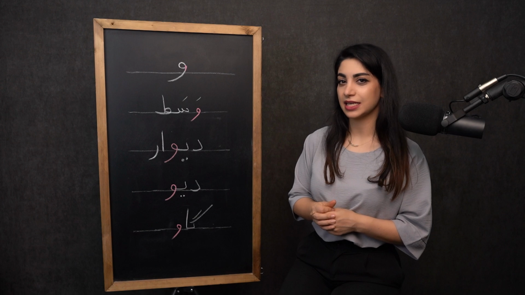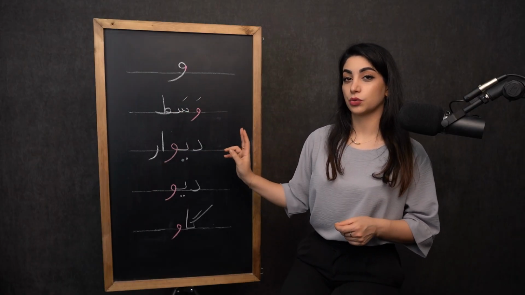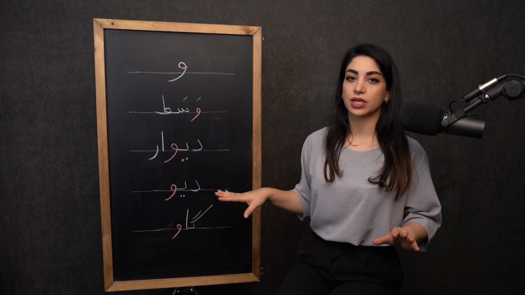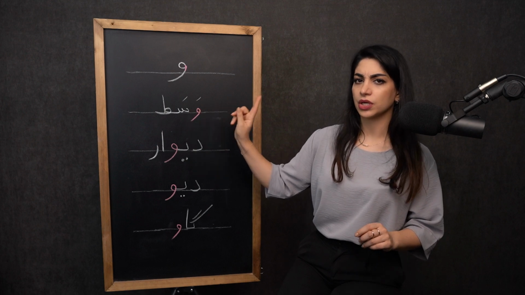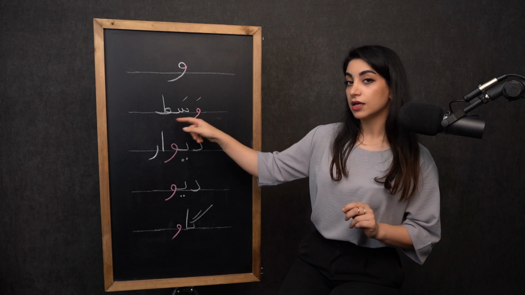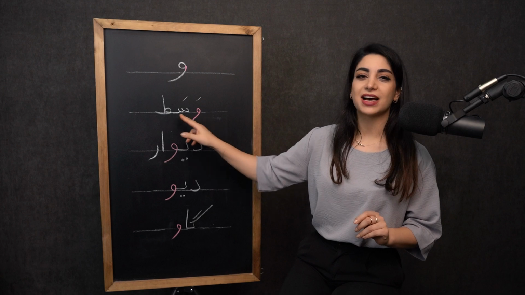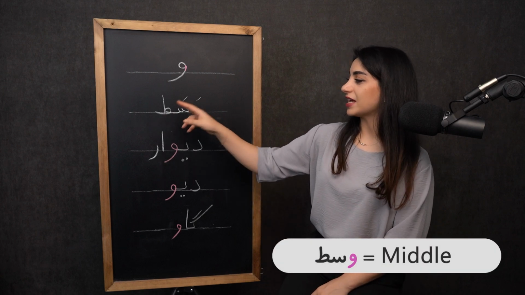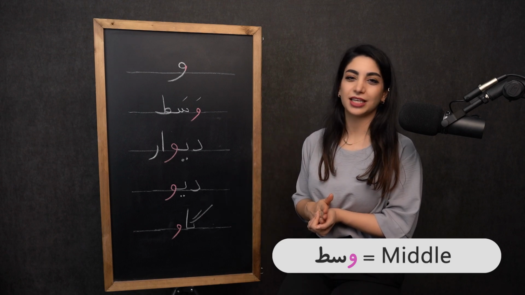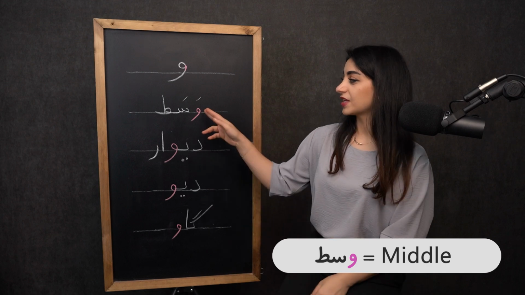But let's go and see how it comes in an actual word. Look at this first word. Comes at the beginning, doesn't attach to anything because we know it doesn't attach from here. Only if it attached would be from here. So at the beginning doesn't attach here. وسط. وسط is the same as middle in English. وسط, middle, middle, وسط.